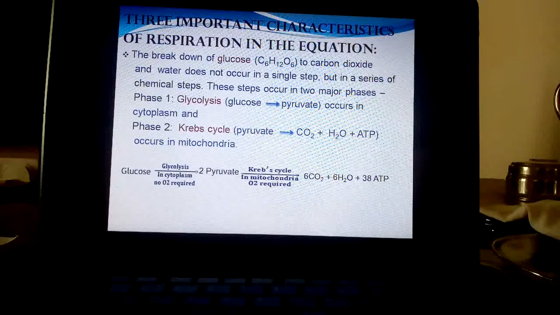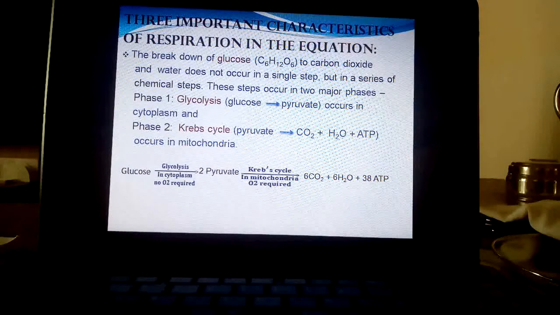In phase 2, Krebs cycle. Here pyruvate molecule will give out an energy molecule called ATP, adenosine triphosphate. This occurs in a site called mitochondria. Glucose, glycolysis. In the cytoplasm, no oxygen is required. And 2 pyruvate molecules come out and the Krebs cycle takes place in mitochondria. Oxygen is required here and 6 carbon dioxide, 6 water and 38 ATP molecules will come out.